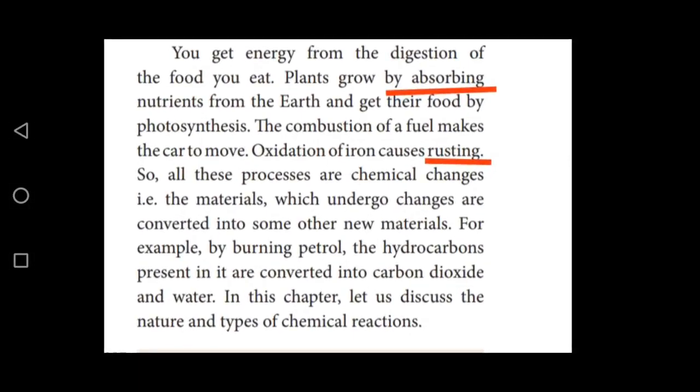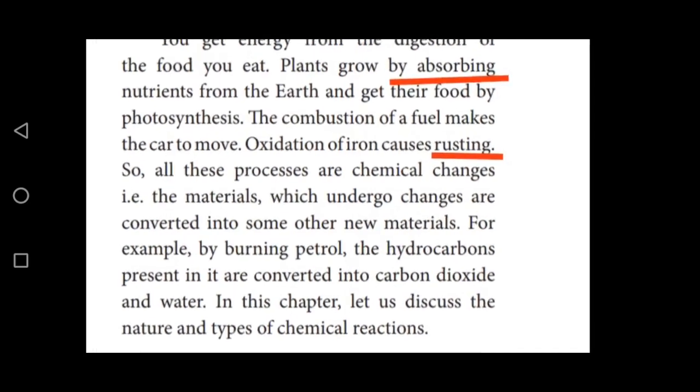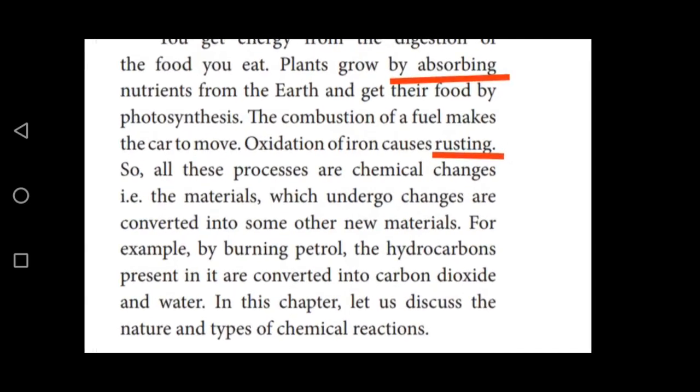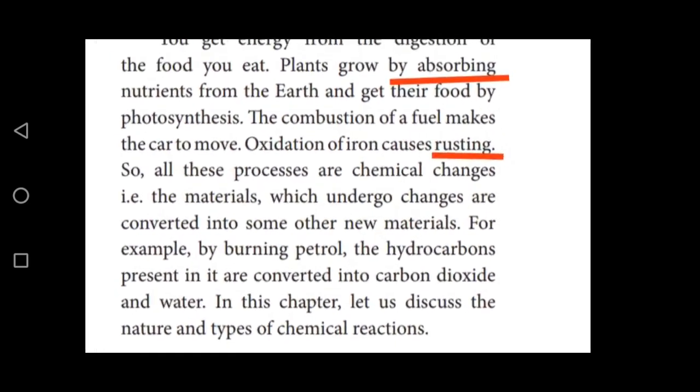We get energy from the digestion of the food we eat. That is the answer to the first question. How do plants grow and get their food? Plants grow by absorbing nutrients from the earth and get their food by photosynthesis.